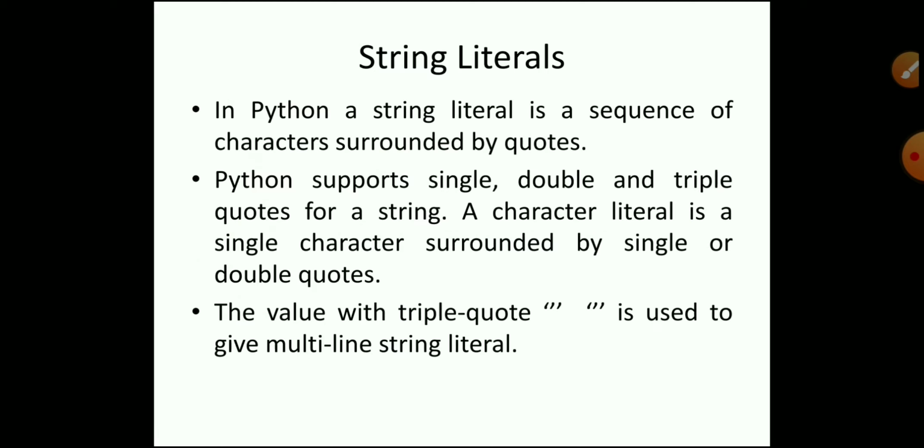Next, string literals. String literals in a Python program are surrounded with quotes: single quotes, double quotes and triple quotes. How do we use triple quotes? The third point explains the value with triple quotes: you use it to give a multi-line string literal. So a string value can be given in single quotes, double quotes and triple quotes.